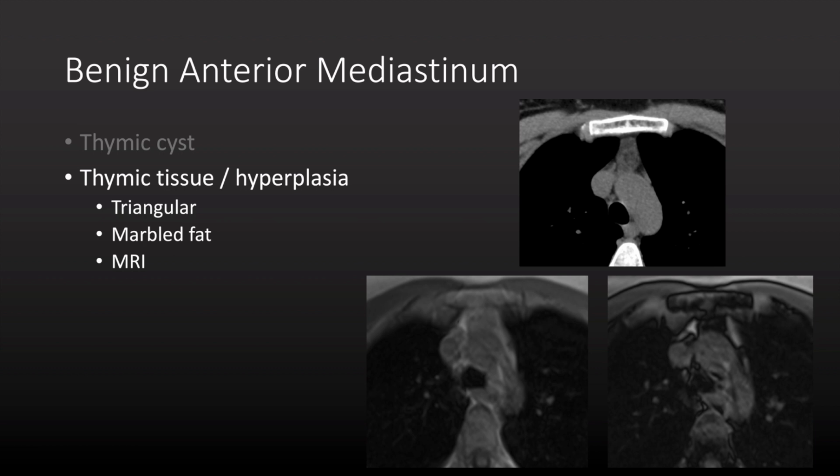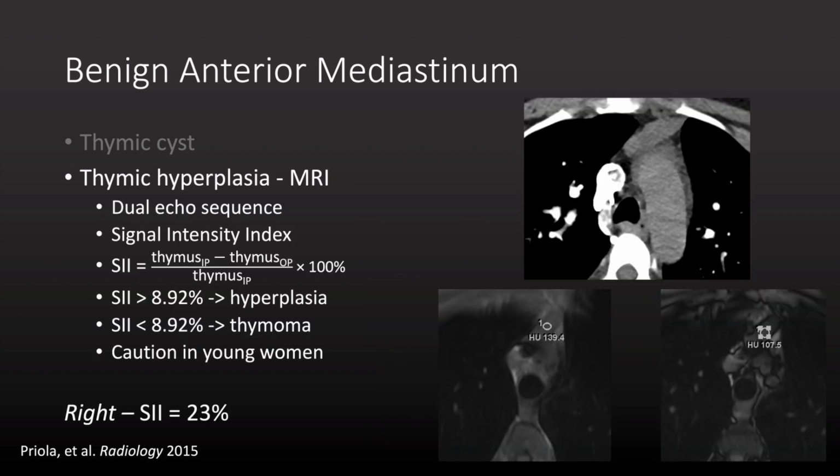And the key sequence you want to look at are the in-phase and opposed-phase, or chemical shift imaging. Here we can see the in phase and the opposed phase, which you can tell based on the India ink artifact here. And here's the same case with the anterior mediastinal soft tissue, with substantial signal dropout on the opposed phase image, demonstrating that there's intravoxel fat, and this is diagnostic of thymic hyperplasia.